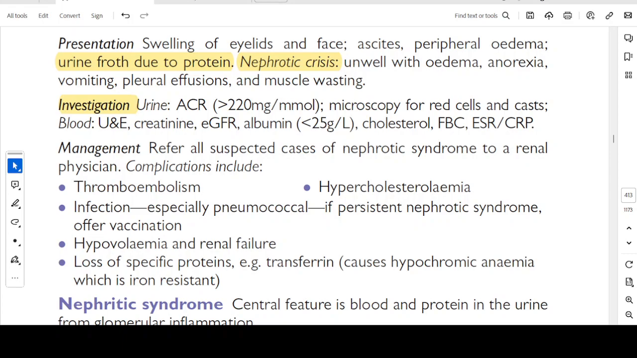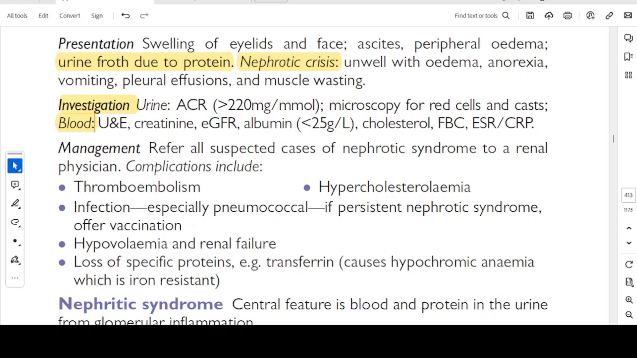Investigations. Urine albumin creatinine ratio is more than 220 milligrams per millimole. Microscopy for red blood cells and casts. Blood tests: urea and electrolytes, creatinine, eGFR calculation, albumin less than 25 grams per liter, cholesterol, FBC, ESR or CRP.